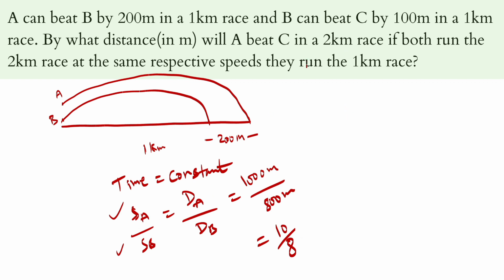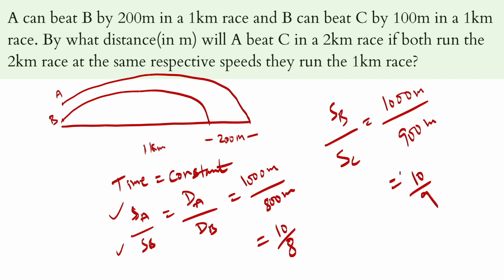B can beat C by 100 meters in a 1 kilometer race. So what is speed of B by speed of C equal to? B can beat C by 100 meters. So B travels 1000 meters. So by the time B travels 1000, C travels 900 meters, right? Because B can beat C by 100 meters. So the difference is 100 meters. So the ratio is 10 by 9. The ratio of speeds of B and C is 10 by 9.